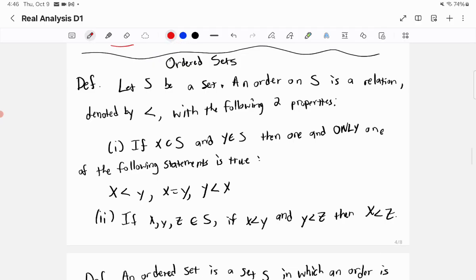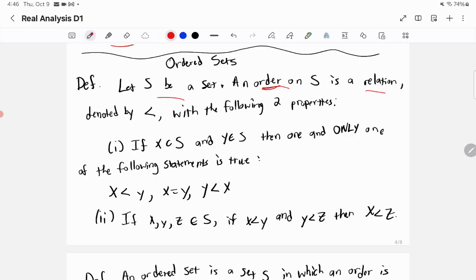Now let's talk about ordered sets. This is a very useful property that the real numbers have. Let S be some set. It doesn't have to be the real numbers, but let S be some set. An order on S is a relation. You can scroll back and remind yourself of what a relation is. It's similar to a function, but it's not necessarily a function. Just keep that in mind.